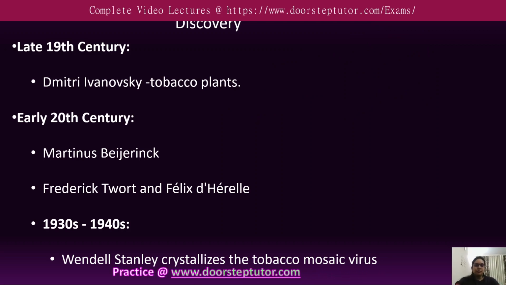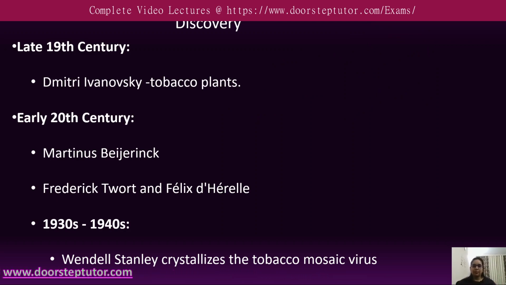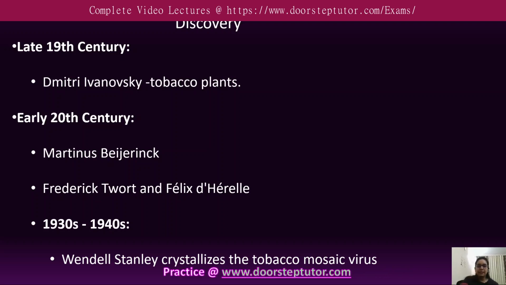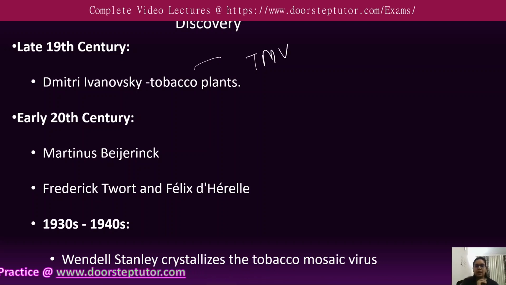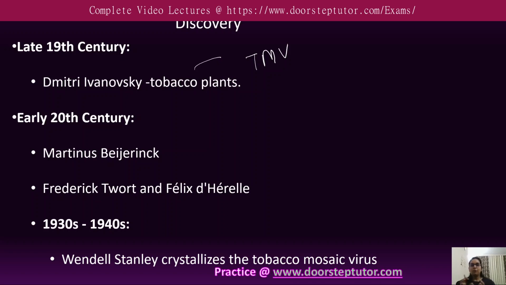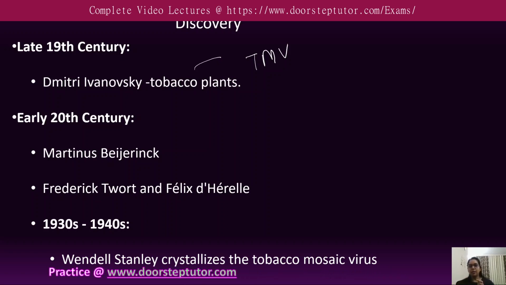Now let's understand the discovery of viruses. In the late 19th century, Dmitri Ivanovsky has been credited with the discovery of viruses. He observed a disease affecting the tobacco plant, known as tobacco mosaic disease. The name mosaic is given because it gives a mosaic pattern on the leaves. The disease could be transmitted through a filter that retains bacteria, which suggests that the infectious particle is smaller than bacteria.